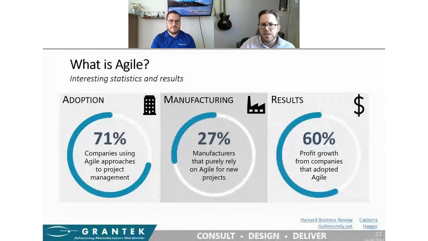So today, we're getting some really interesting statistics around the adoption of Agile. 71% of companies have reported using Agile to manage some of their projects. Manufacturing does lag behind that global number.